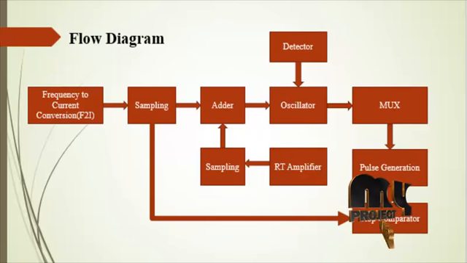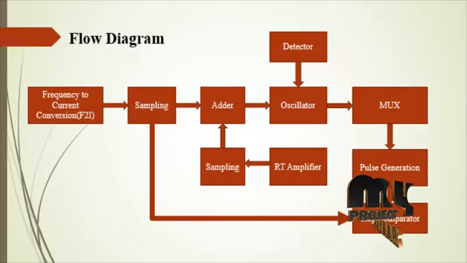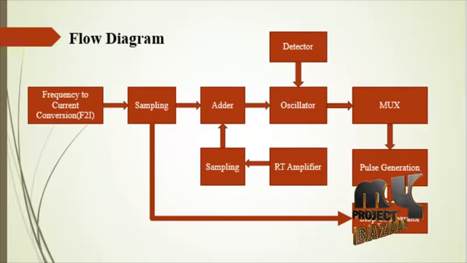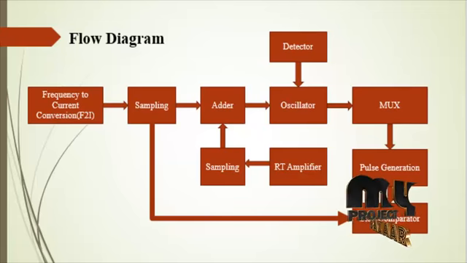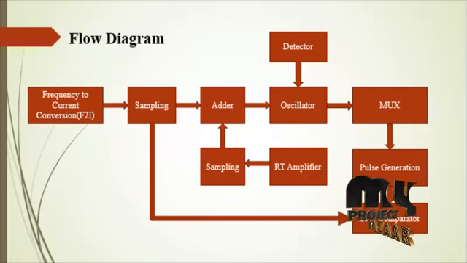The adder module is used for adding both sampling modules. One of the sampling outputs is directly applied to the slope comparator, called the high slope comparator. This slope comparator gives the final output of our product, and it comes from the pulse generation unit.